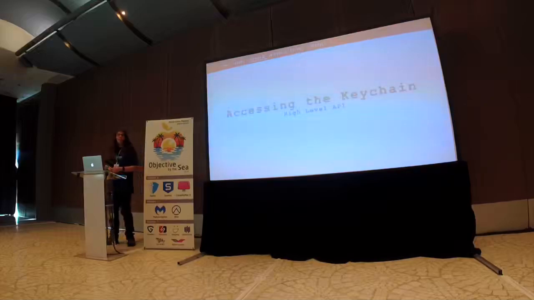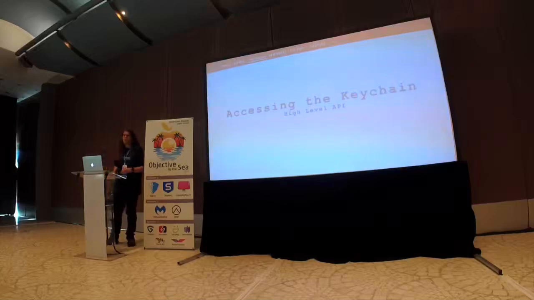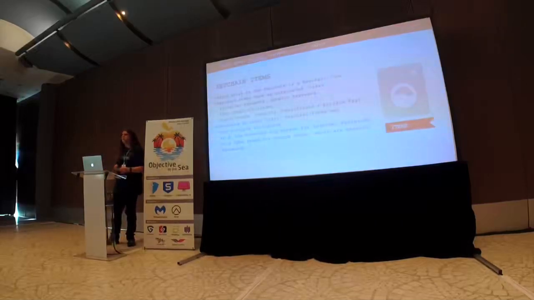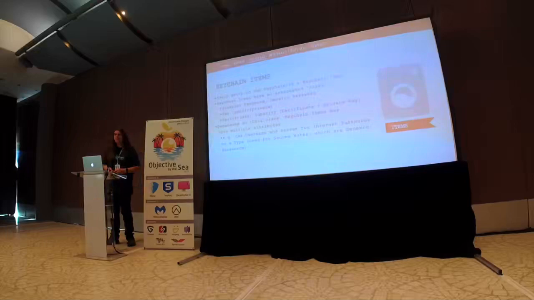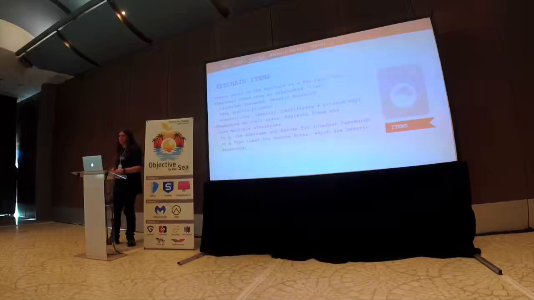Accessing the keychain. I'll show a quick example of that. But before I do that, first of all, I'm talking about keychain items. What is that? Basically, everything inside your keychain is a keychain item, and there are multiple classes of items: internet passwords, keys, certificates, stuff like that. Each item has attributes, and these attributes can be usernames or a URL or whatever you want.